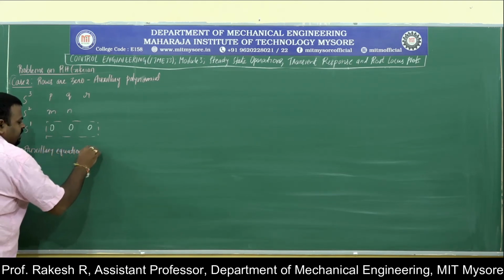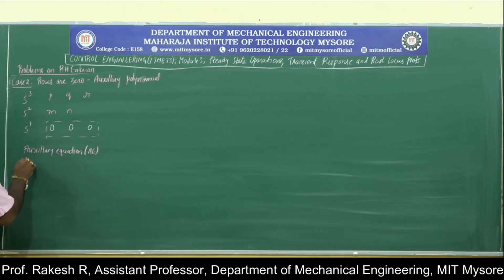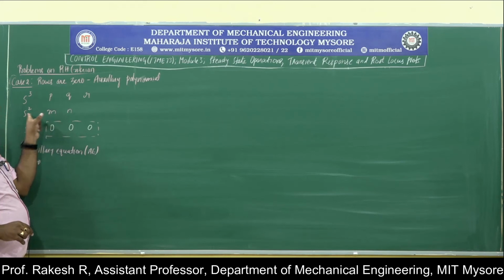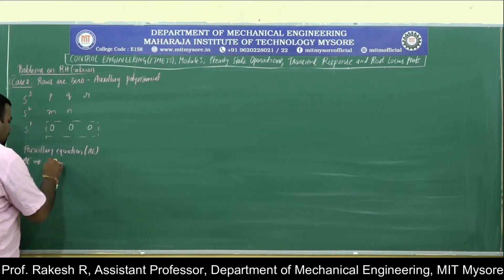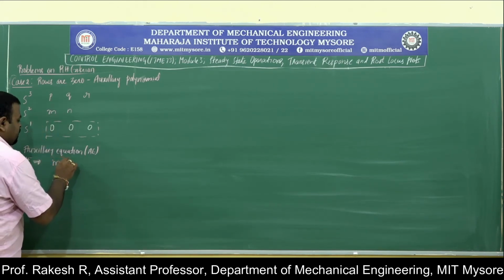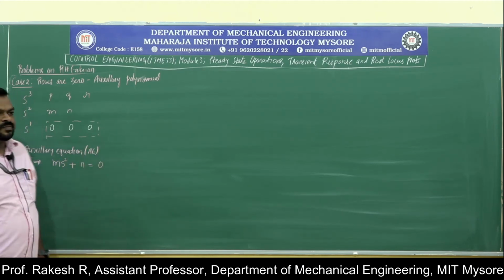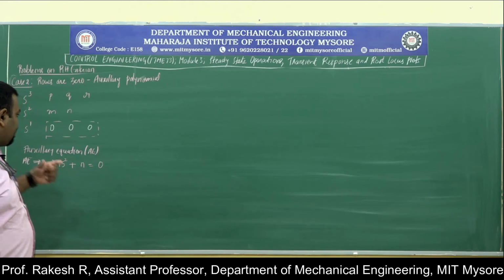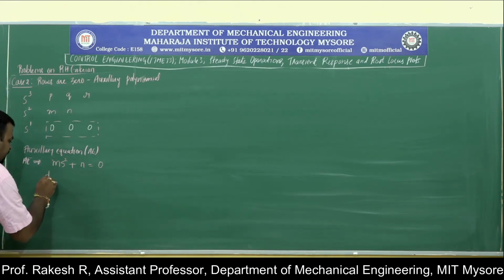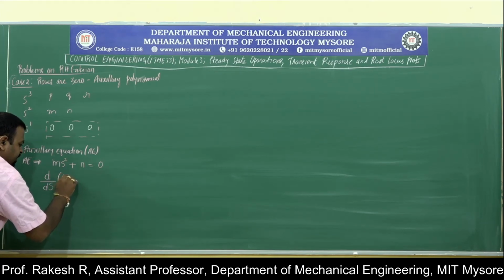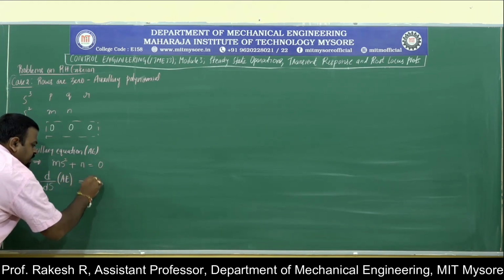I will call it as AE. So what is the auxiliary equation here? The auxiliary equation is the previously solved one: the s squared term, so ms squared plus n equals 0. Then, after getting this, you differentiate this auxiliary equation and equate it to 0.